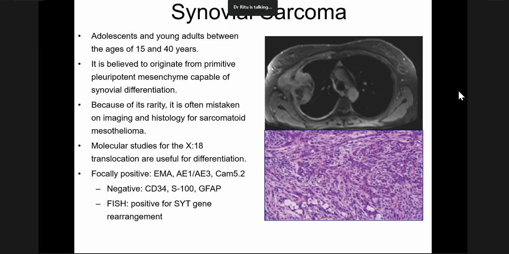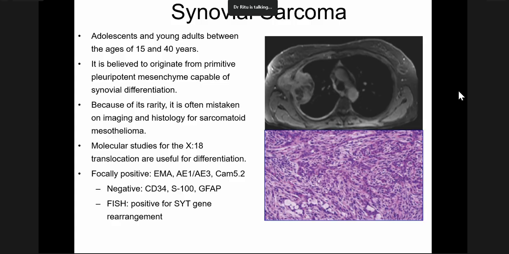It is seen in adolescents and young adults between the ages of 15 and 40 years of age. It tends to have a bimodal peak, and even though it's seen in very young individuals, you can see a second peak in the 40s. They are believed to originate from primitive pluripotent mesenchymal cells, which are capable of synovial differentiation, even though we don't have synovial tissue in the pleura, but the mesenchymal tissue can transform into synovial differentiation, leading on to synovial tumors. Because of its rarity, it is often mistaken to be a sarcomatoid mesothelioma.